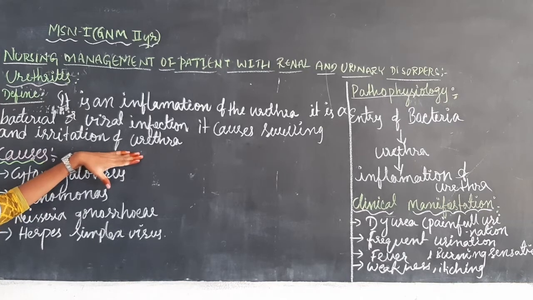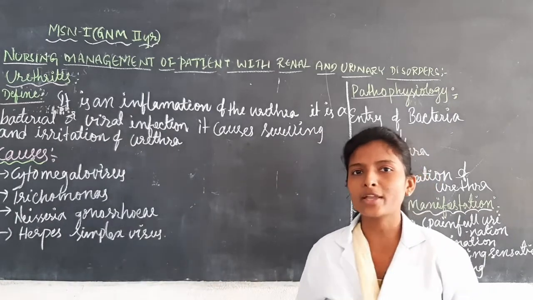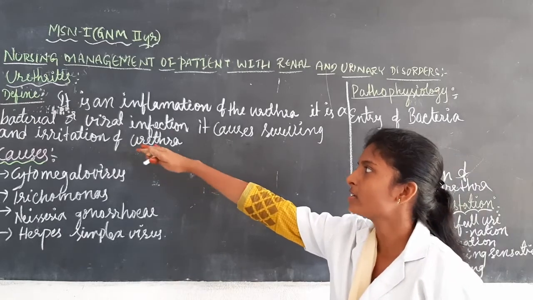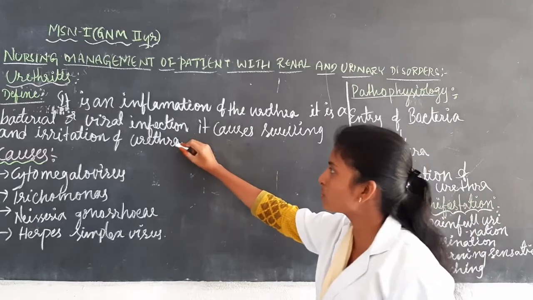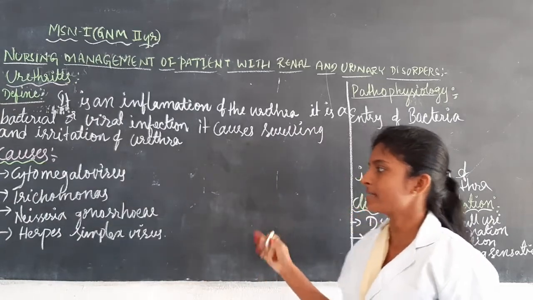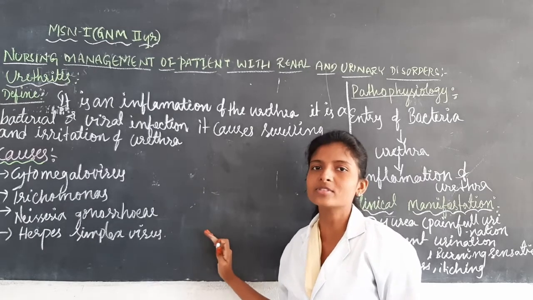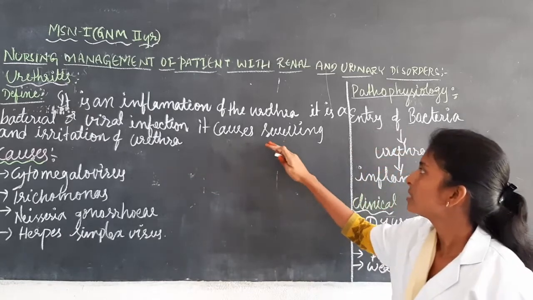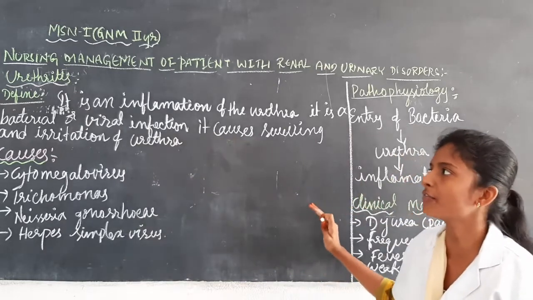So what is the definition of urethritis? It is an inflammation of the urethra due to microorganisms, that is bacteria or viruses. Due to these two there is a chance to get urethritis. We will see what those organisms are: the cytomegalovirus, next herpes simplex virus. Due to these microorganisms there is a chance to get urethritis. How does it cause it? Swelling and irritation of the urethra. So this is the definition of urethritis.